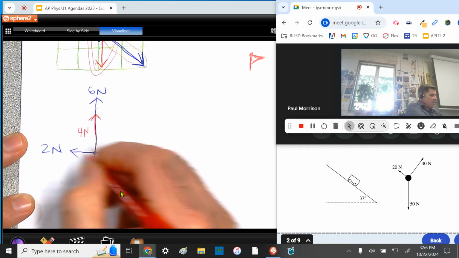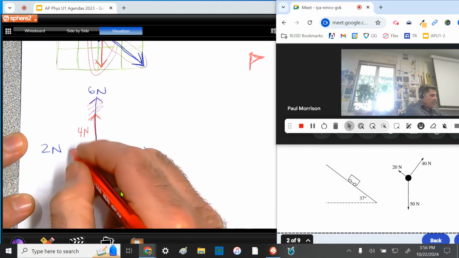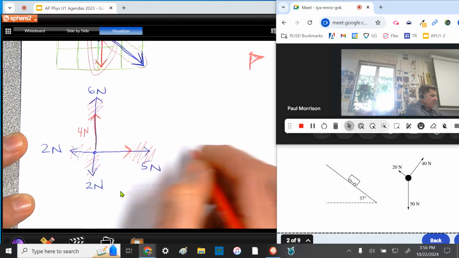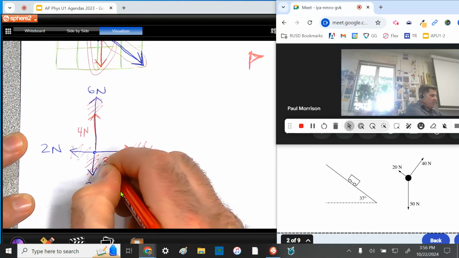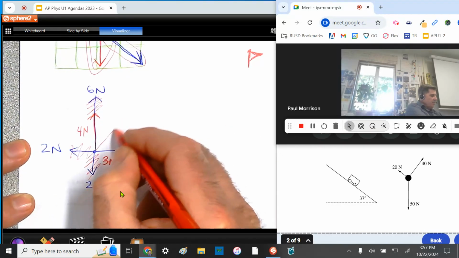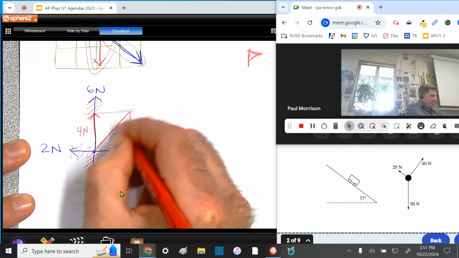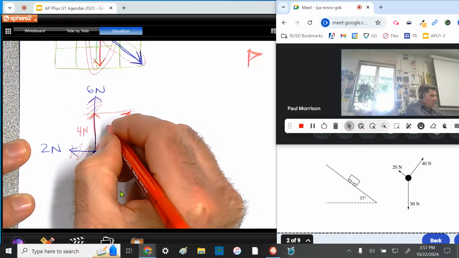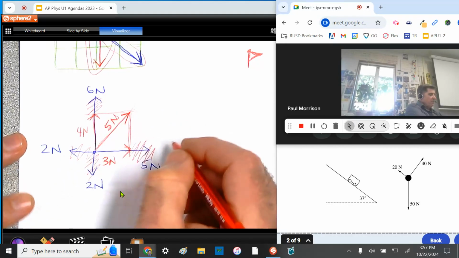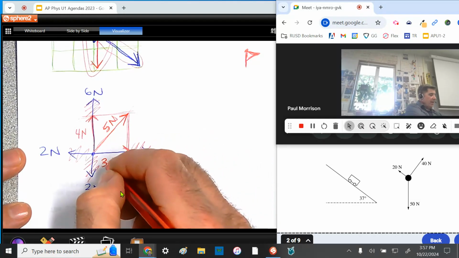And then here, this 2 is going to take off this 2, and this 2 takes off this 2 here. And so this is going to be 3 newtons. And the beauty of a 3, 4, 5 triangle is that if you do it like this, and it's a right triangle, then the hypotenuse is going to be the result, and it's going to be a 5. A 3, 4, 5 triangle will always give you a right triangle, and that's just how it is.